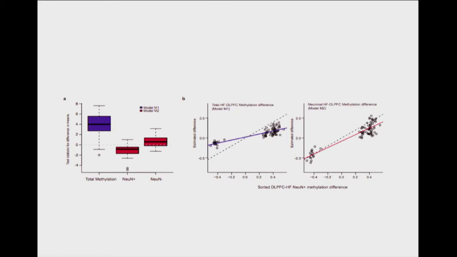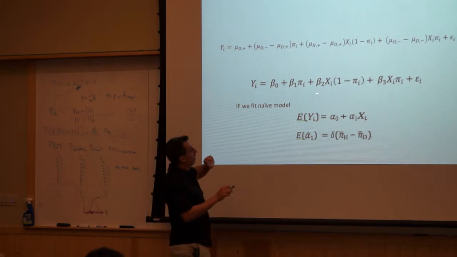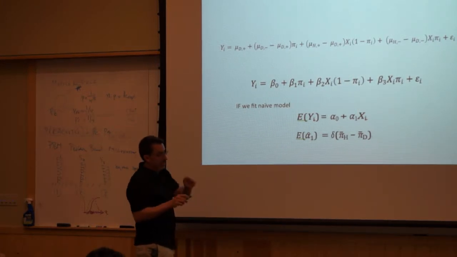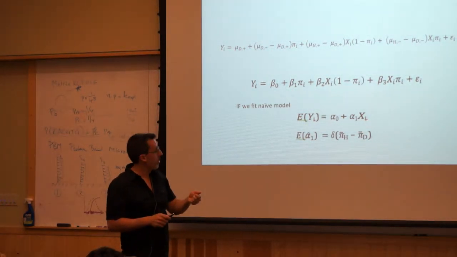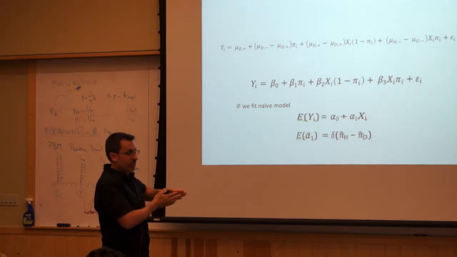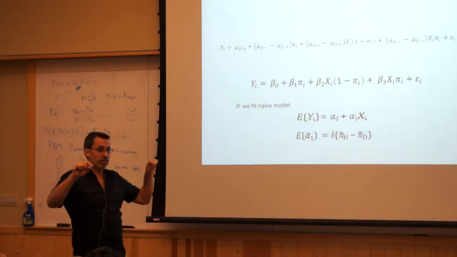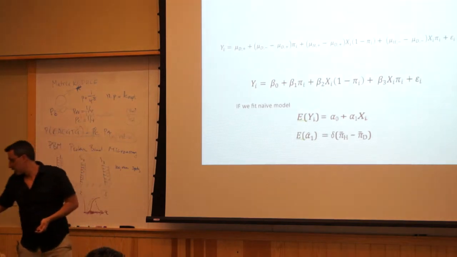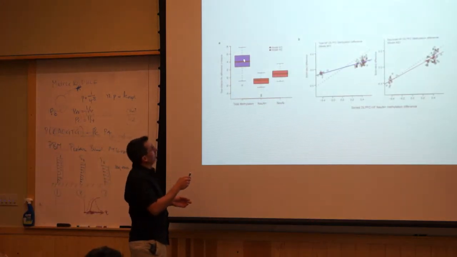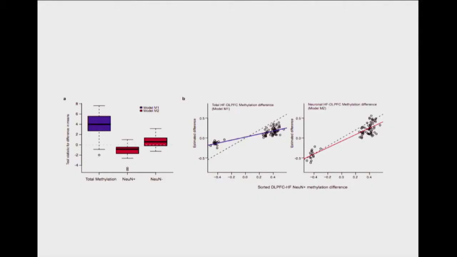If you don't account for anything, you get... One other thing. If you do this algebra, when you write it like this, this beta 2 is the difference in methylation between the glia part, and this beta 3 is the difference in methylation between the neuron part. So those are the two things you actually want to know. So here I'm showing what happens when you estimate the difference between the two brain regions in locations where we know there's no differences because we have the original cell-sorted samples, and you see this humongous bias because of cell composition.